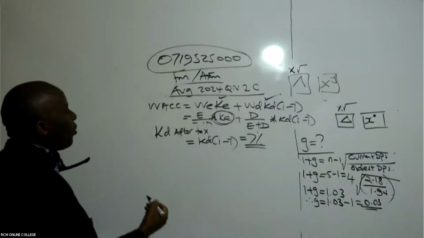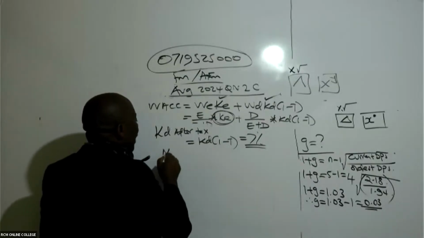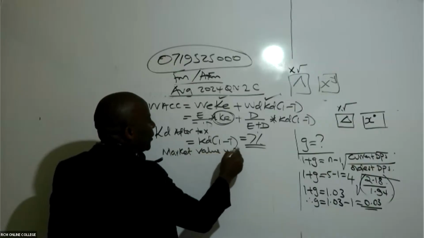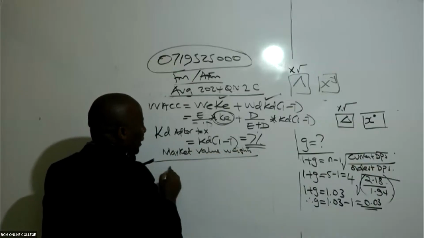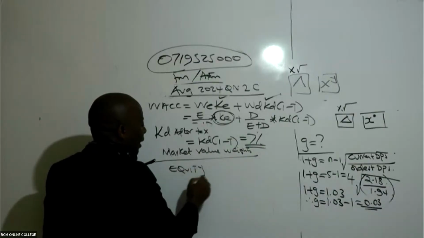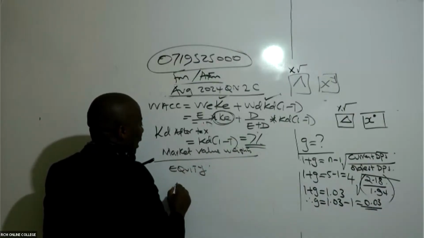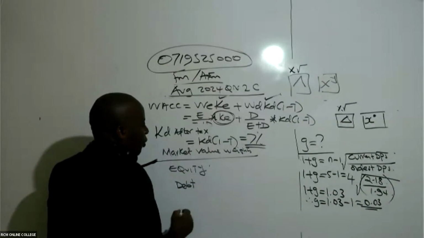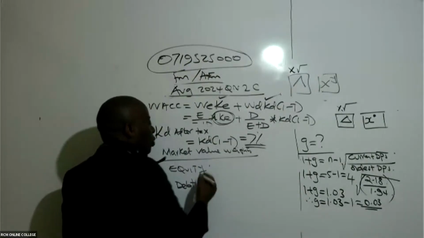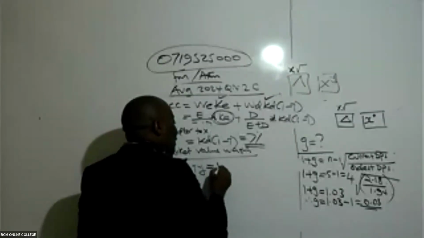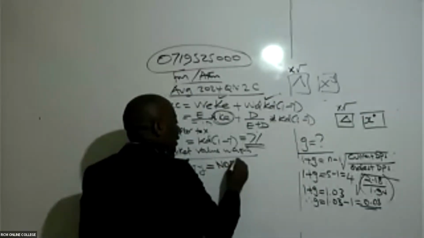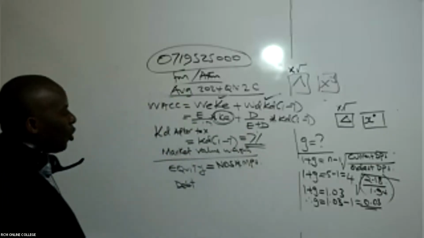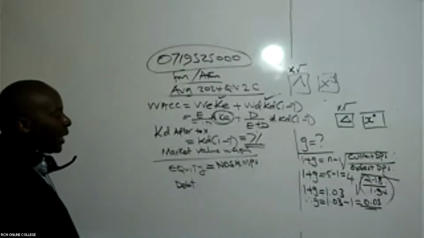Now, the only thing that I would need to do is to give my examiner what we are calling the market value weights, of which I have equity, and I have my debt, 2 of them. So how do I get the market value weight of equity? To get the market value weight of equity, I will take the number of ordinary shares given times the market price per share.